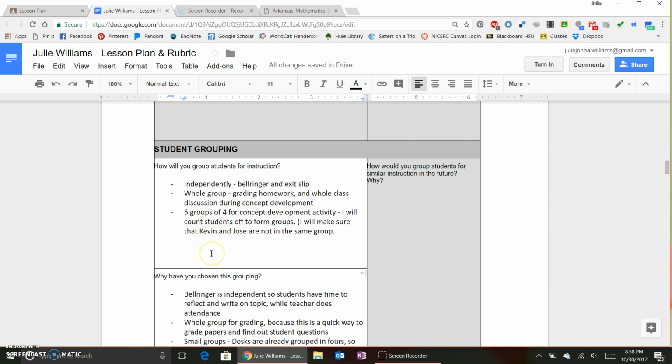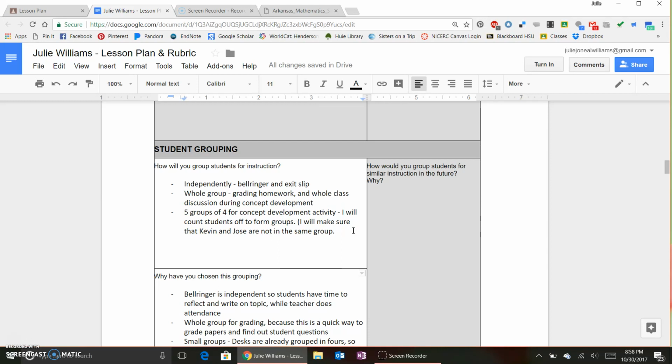And then I'm like, okay, we are doing group work, so I need to determine the size of my groups, the number of my groups, which you may just have one of those pieces of information there, but I think if you have enough information about your class, then you can decide how many are going to be in each group. And you can totally make up the number in your class. I made up that I have 20 students. So I'm going to make 5 groups of 4 for the concept development activity. And I will count students off to form groups. So I'm saying how I'm grouping them.